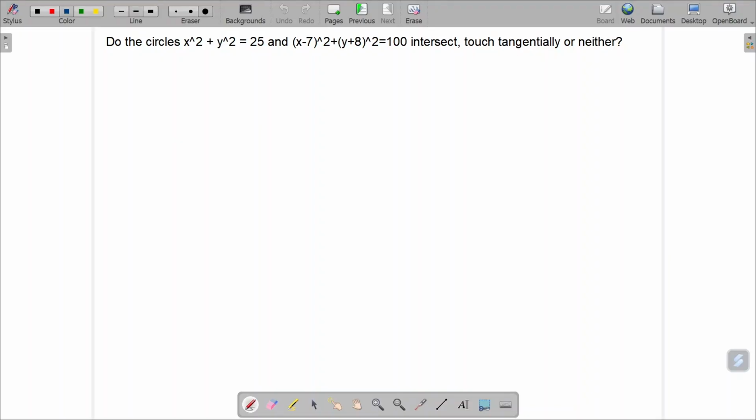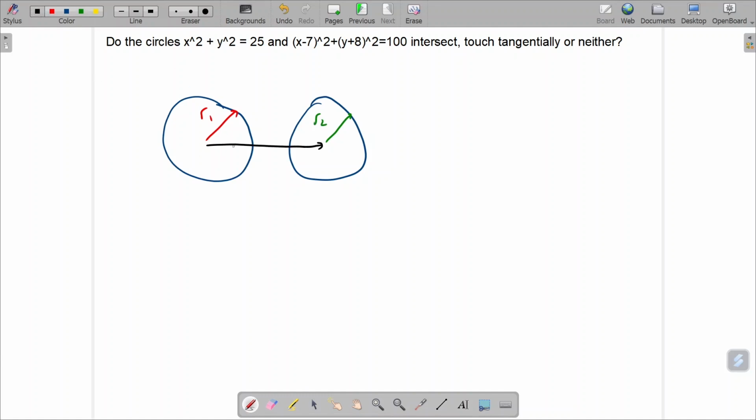What we have now is a question which I've seen in a couple of the old exam papers or similar ones. We now need to think about whether two circles will touch, intersect, or neither. The key concept here is that if I had these two circles, this circle has a radius, let's call that R1, and this circle has a radius, let's call it R2. What we now need to consider is this length, or distance, between the two circle centers.